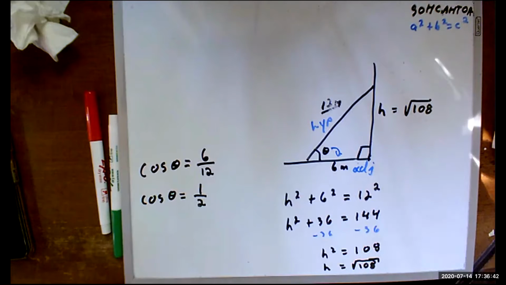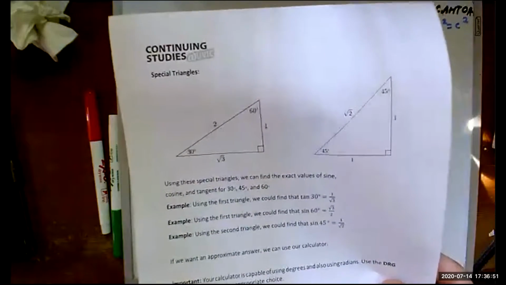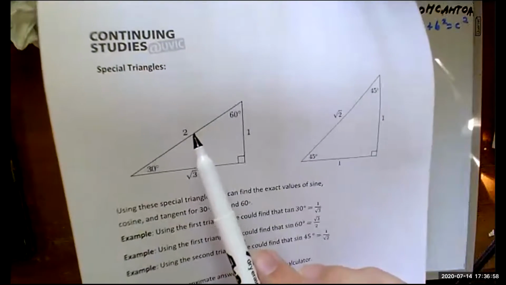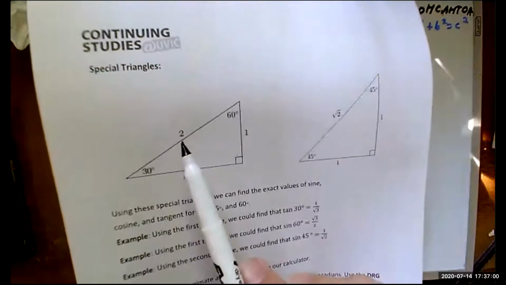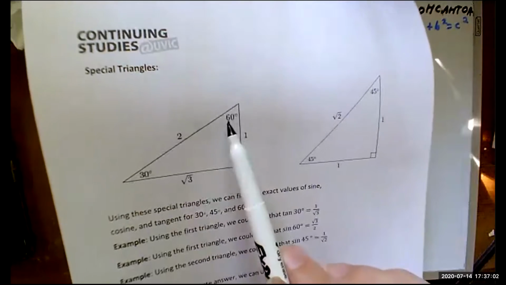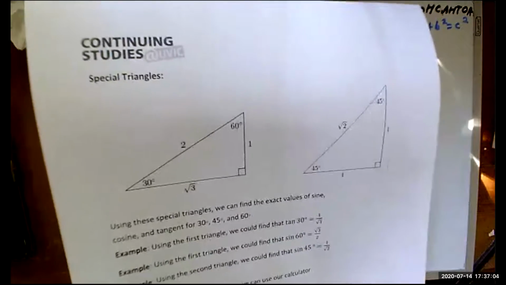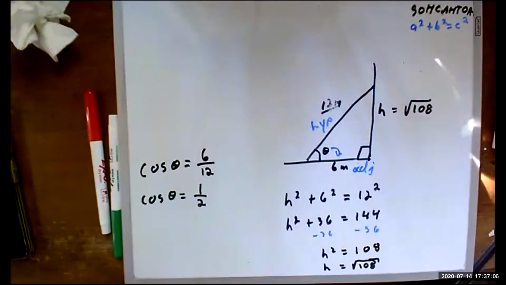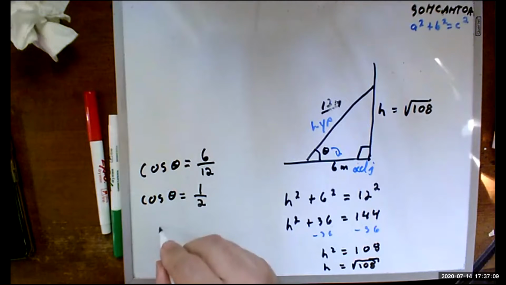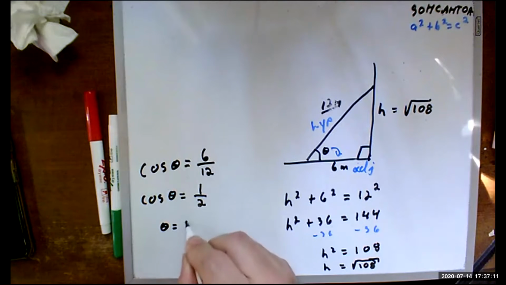I'm just going to bring this back. So we take a look at that 30, 60, 90 triangle. If 1 is my opposite, or sorry, is my adjacent, and 2 is my hypotenuse, then I know that I'm looking at 60 degrees as my angle. So I can go ahead and I can say that theta is equal to 60 degrees.